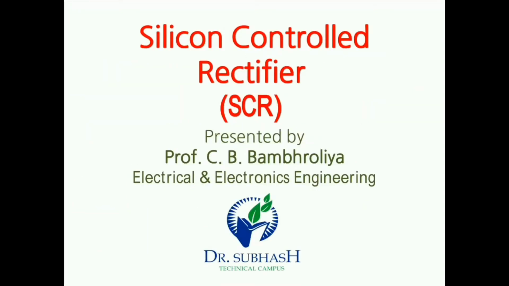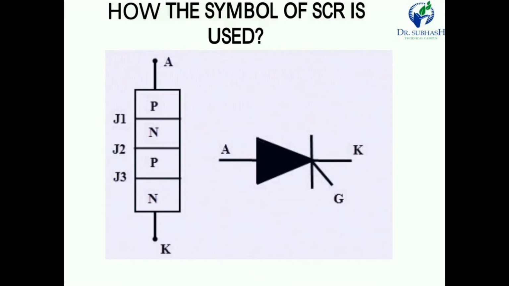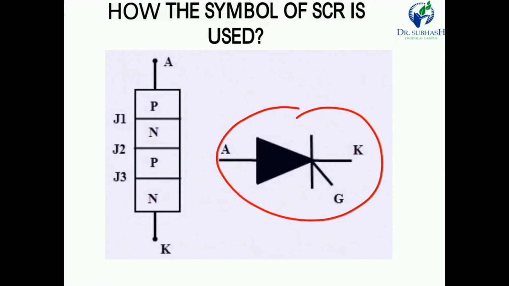Today's tutorial topic is silicon controlled rectifier. It's simply called SCR. Now let's take a look. The symbol of SCR is like this. In this symbol there is an anode, cathode and gate. So we can say that SCR is a 3-terminal device.